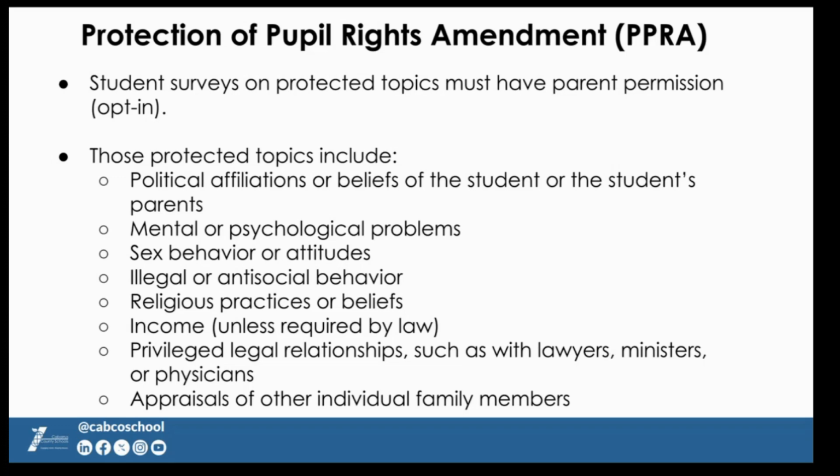Income is also a protected topic to be included on a survey without parent permission, unless the income data is required by law. An example of this would be a free or reduced lunch application. Conversations between privileged relationships must be avoided on student surveys without the parent opting in. For example, a survey cannot ask a student to disclose information shared between them and their lawyer, their minister, or a physician. And finally, students cannot be asked to provide appraisals of other family members on a student survey without their parents' consent.